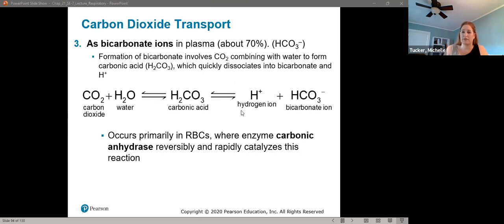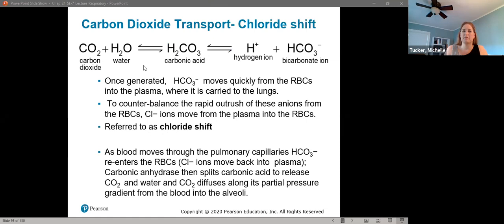Bicarbonate ions travel in the plasma. Once we get back to the pulmonary circulation, bicarbonate goes back to the red blood cell so that it can be reconverted to carbon dioxide for excretion. The movement in and out of red blood cells is balanced by chloride ions. If bicarbonate leaves, chloride comes in. If bicarbonate comes back in, chloride leaves. So it's balanced by chloride.